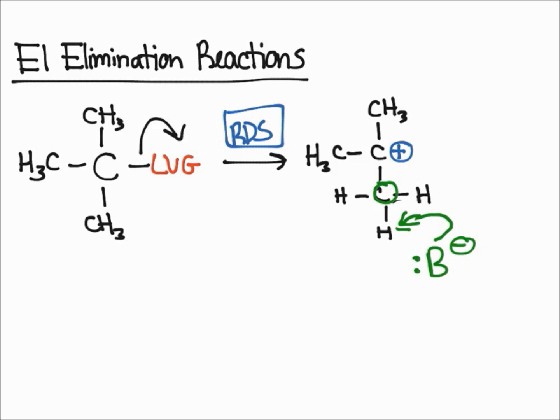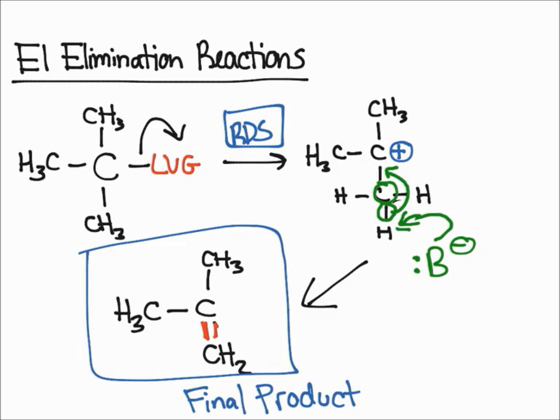So then what happens is the electron there, essentially this bond right here, gets put over there, and it pretty much just forms a pi bond. And so your product would be this. That would be your final product with the added pi bond.